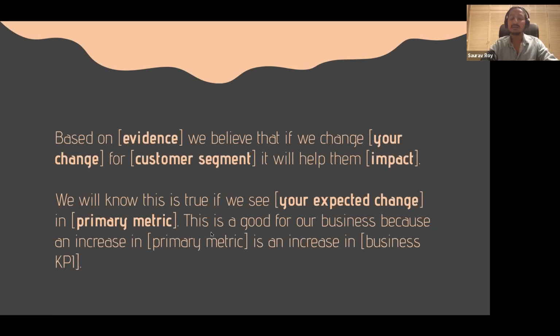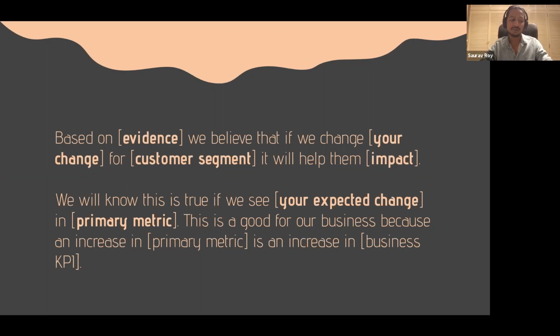And why is this good for the business, right? This is good for the business because if you increase this primary metric, then it affects certain business KPIs. A primary metric should always be able to correlate with the business impact. So that's your cheat code to form a good hypothesis. Now you can of course have tons more details in your hypothesis, but ideally this is the bare minimum you need.